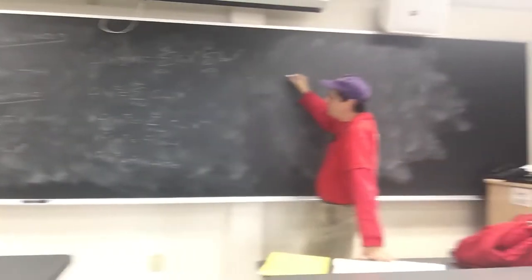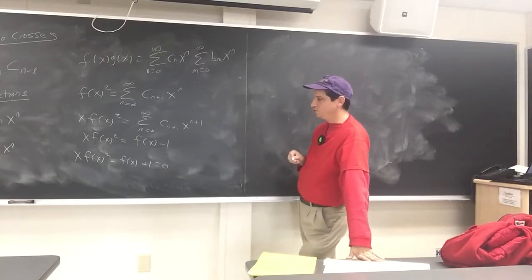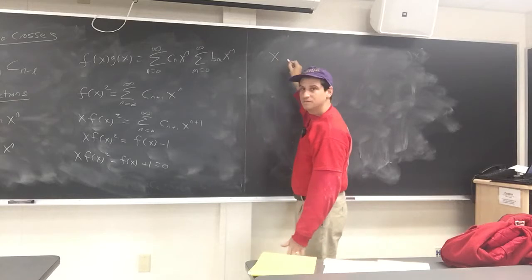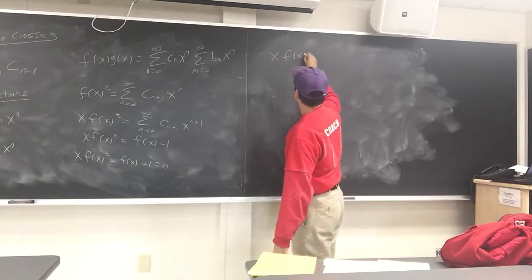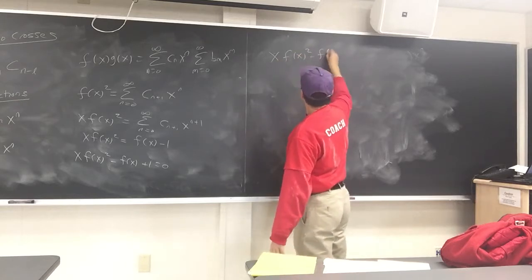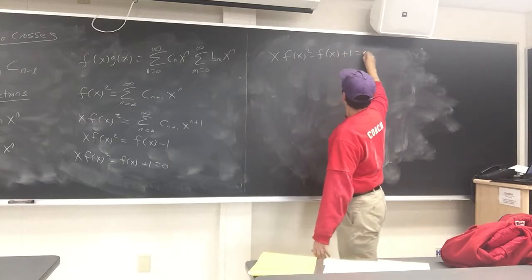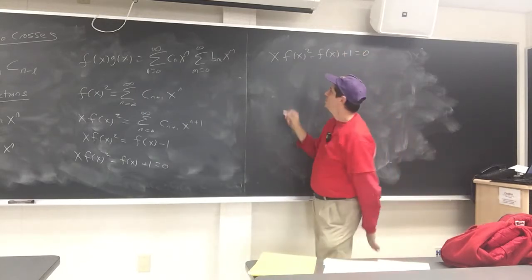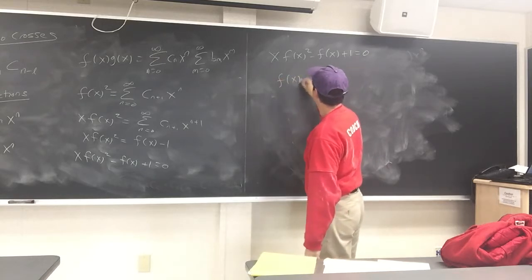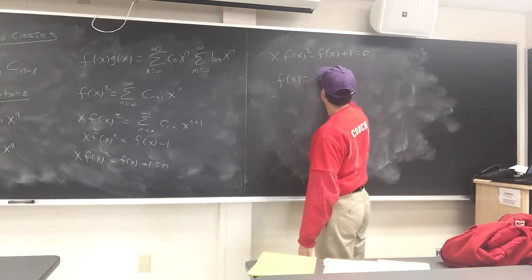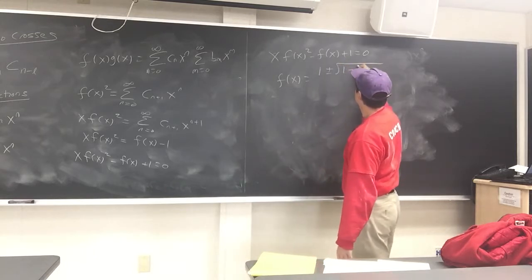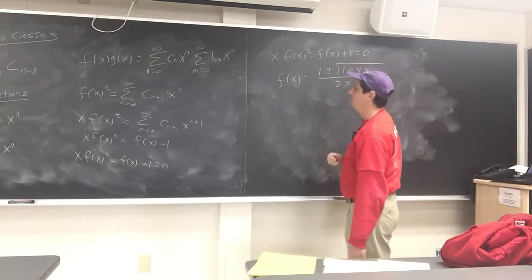Excellent. So now we have to solve this. How do we solve f of x squared minus f of x plus 1 equals 0? How would we solve this? Come on, you got to figure it out fast. We don't have much time. Quadratic formula. So you get f of x equals negative b plus or minus the square root of b squared minus 4ac all over 2a.